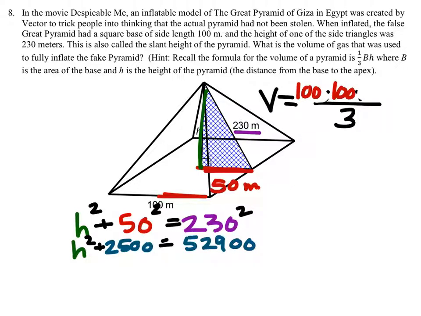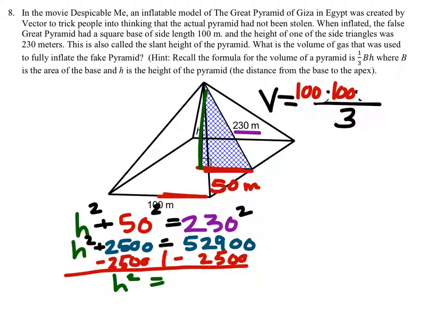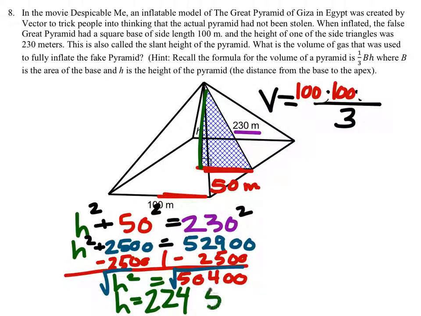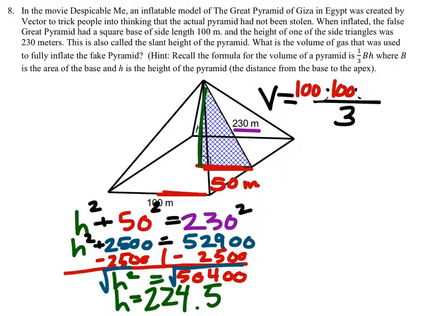So I've got h squared plus 2,500 equals 52,900. And from right here, we'll go ahead and subtract the 2,500 from both sides. So that leaves me with h squared equals 50,400. And then to find the height, we'll take the square root of both sides, and that will give me the height. So I am going to round this to 224.5. Alright, so that is the height, which I can now replace into the equation for the volume.